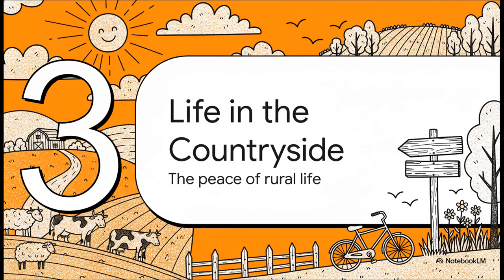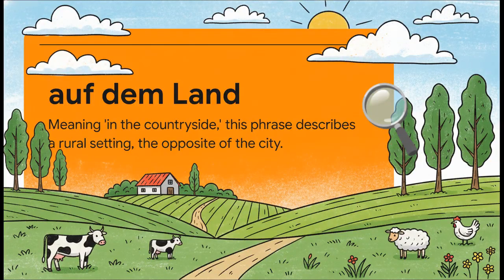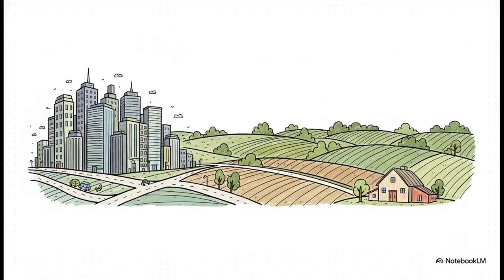Okay, let's take a deep breath of fresh air. We're leaving all that city noise behind us and heading out to explore the vocabulary for a much more peaceful, rural kind of life. If you want to talk about being in the countryside, you absolutely need this phrase, auf dem Land. It literally means on the land, and it's the perfect way to signal that you're out of the city and in a more rural spot. And that brings us to two essential adjectives.